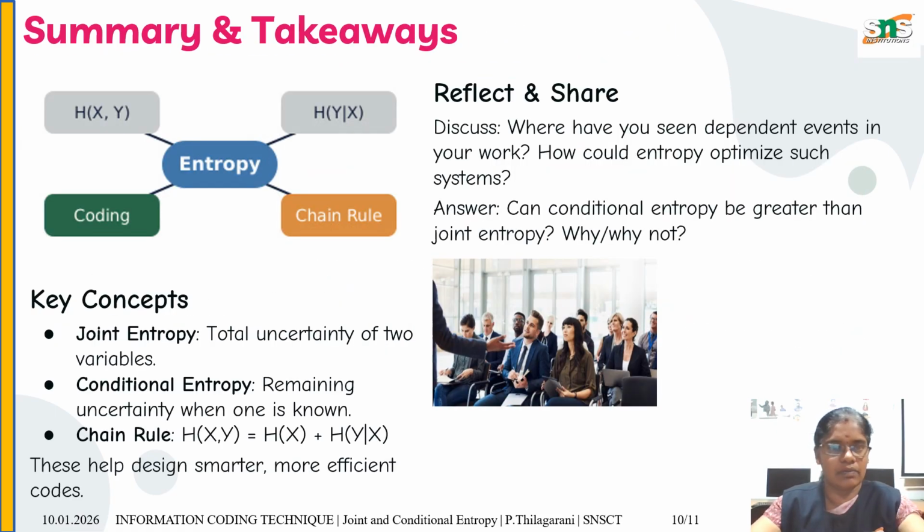In summary and takeaways, the key concepts are: joint entropy is the total uncertainty of two variables. Conditional entropy means the remaining uncertainty when one is known. The chain rule is H of X comma Y equals H of X plus H of Y given X. These help design smarter, more efficient codes.